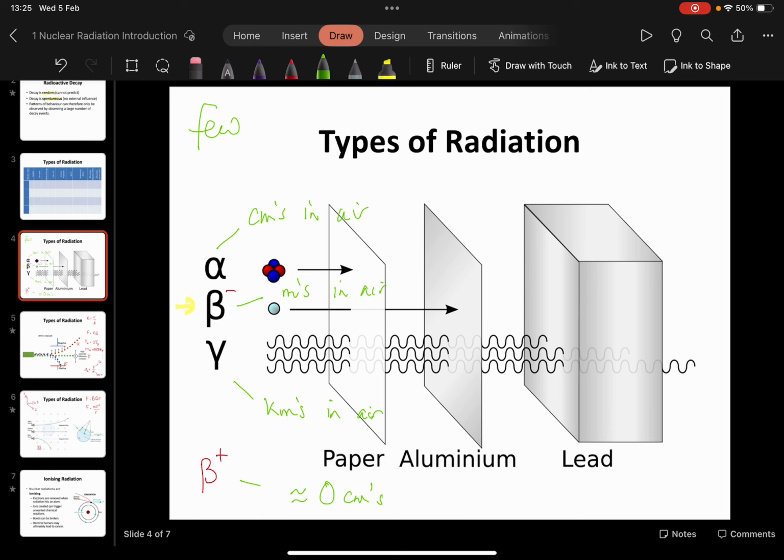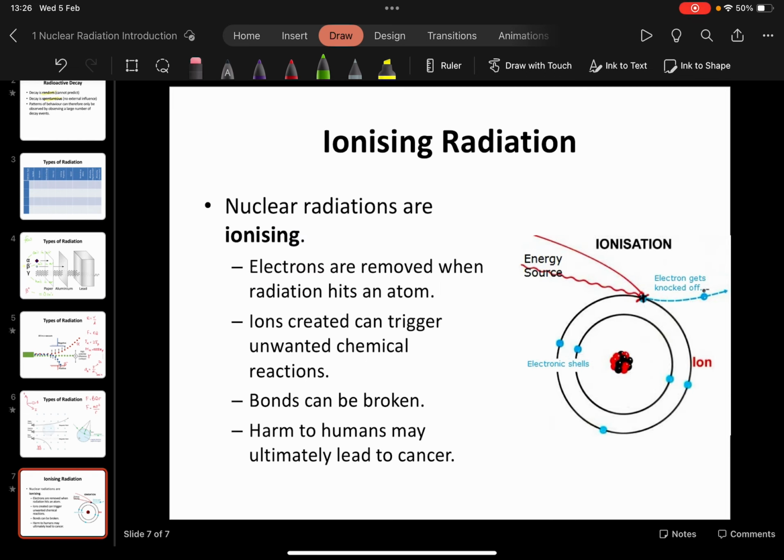The final thing that we need to look at is the ionizing properties, and the words that you've used at GCSE are these, and I would suggest that you use these again. Alpha is very strongly ionizing. Beta plus and beta minus are weakly ionizing, and gamma is very weakly ionizing. Now, what does ionizing actually mean? It means the removal of an electron from another atom.